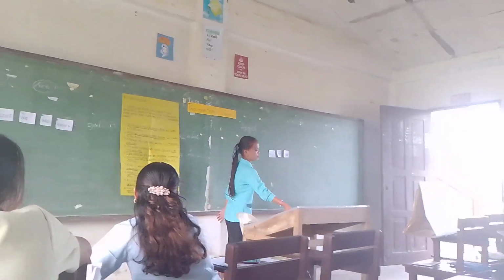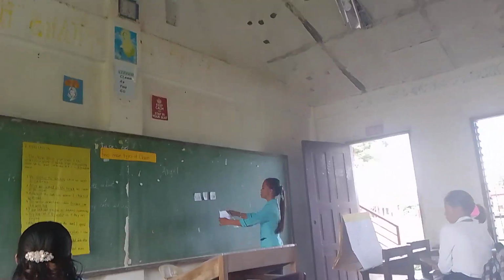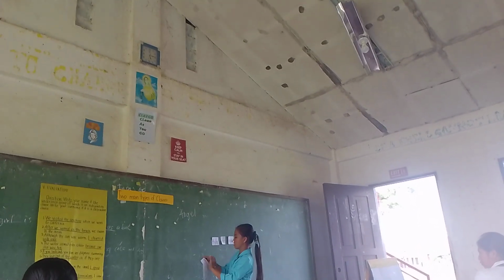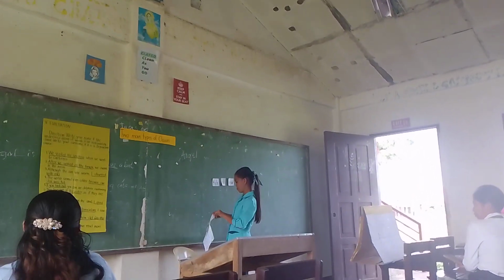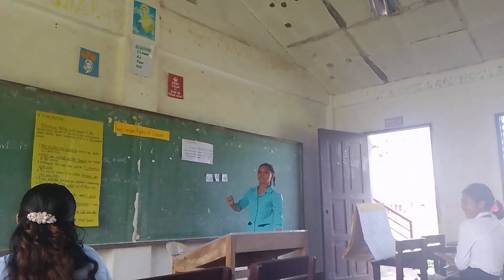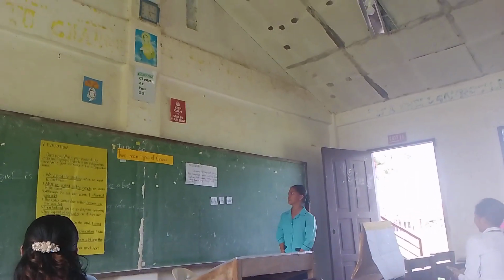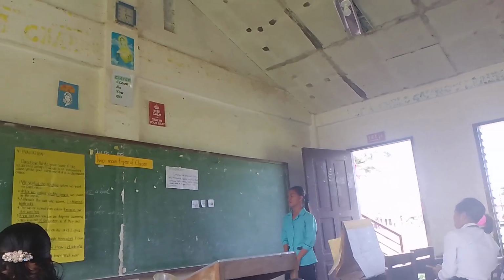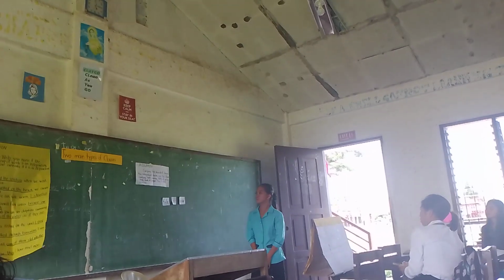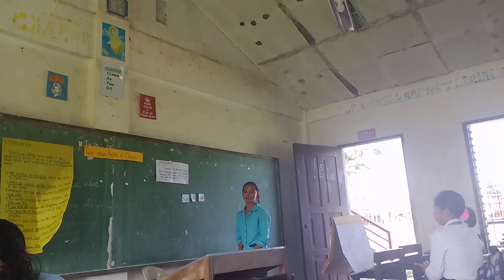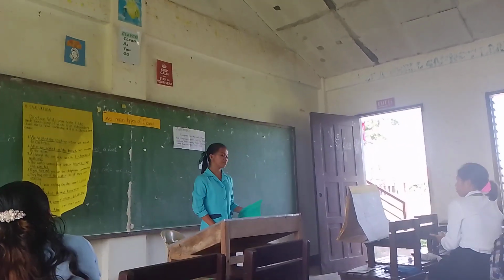Take note of our assignment. Our assignment is 5 independent clauses and 5 sentences that combine both clauses. Write it on a whole sheet of paper. Pass it next meeting. Okay, so please stand up for our closing prayer.